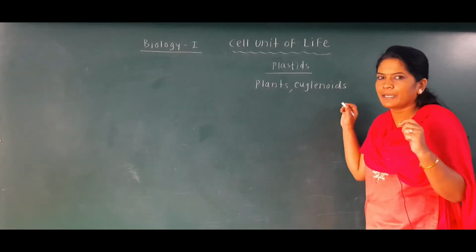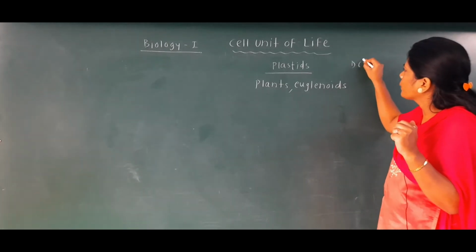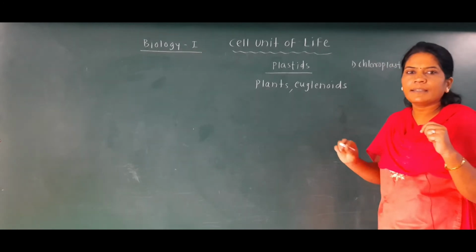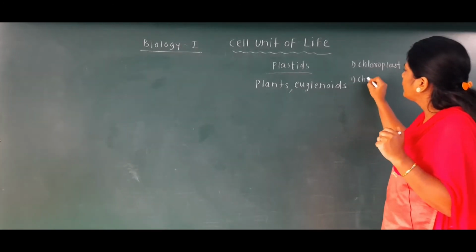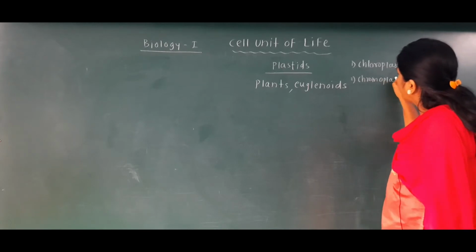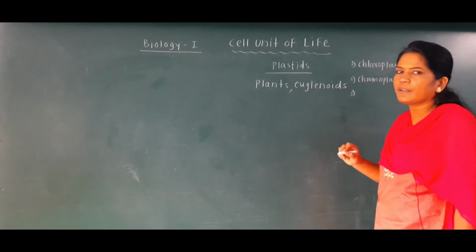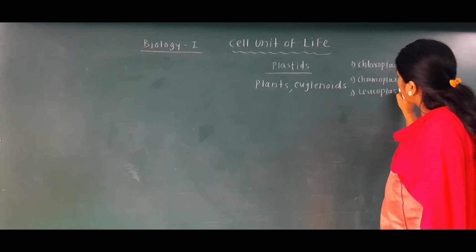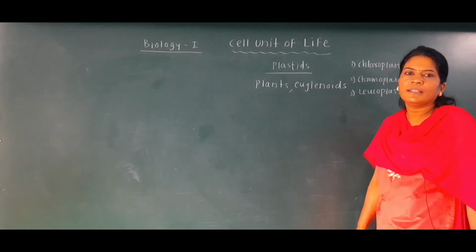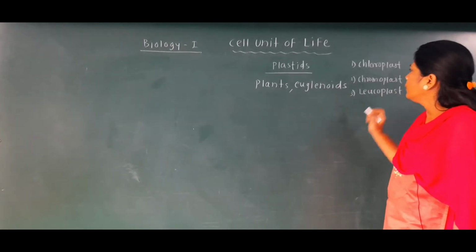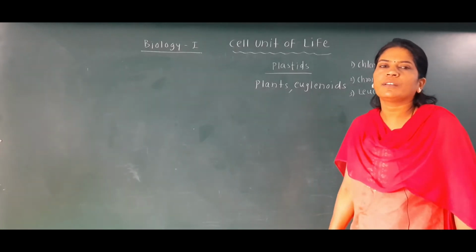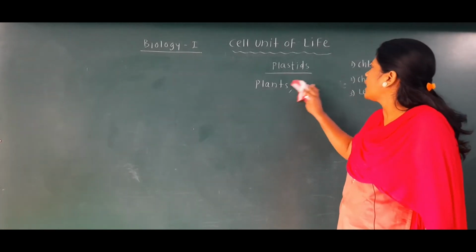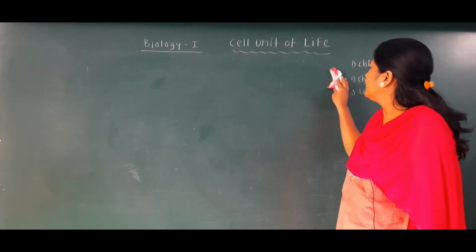One type of the plastid is called the chloroplast. The second type is the chromoplast, and the third type is called the leucoplast. So these are the 3 types of plastids, classified according to the types of pigments present in them. Here we will discuss the first type of plastid, and that is the chloroplast.